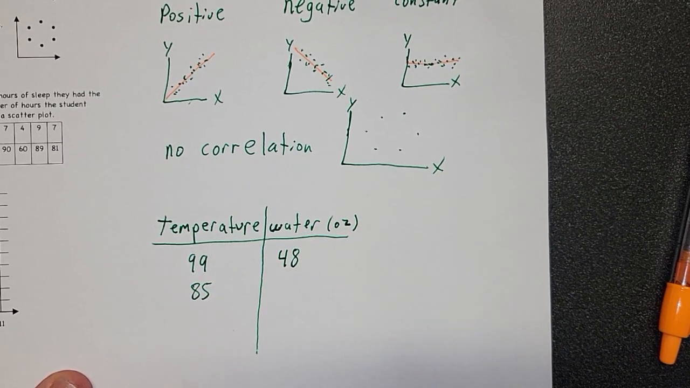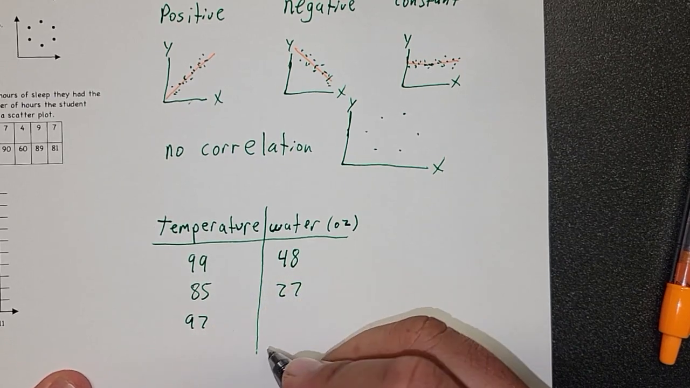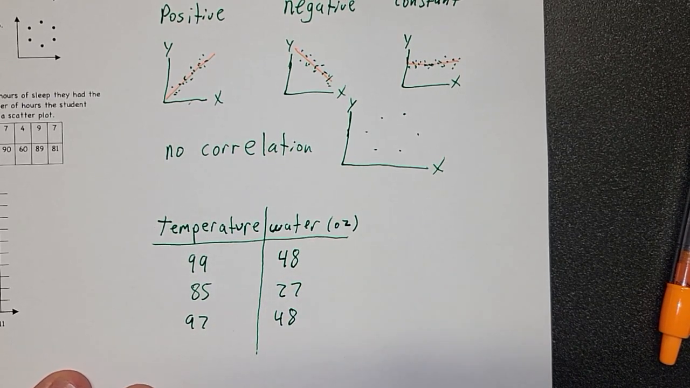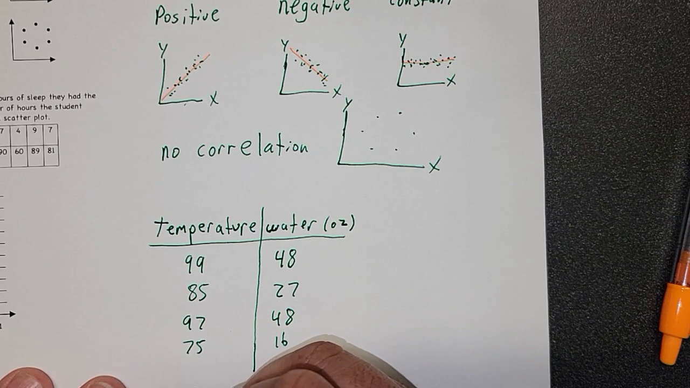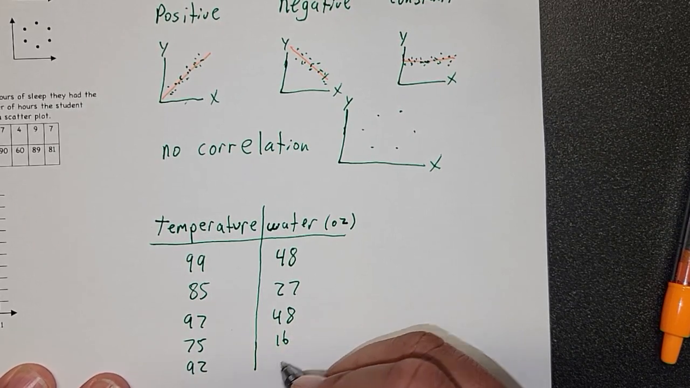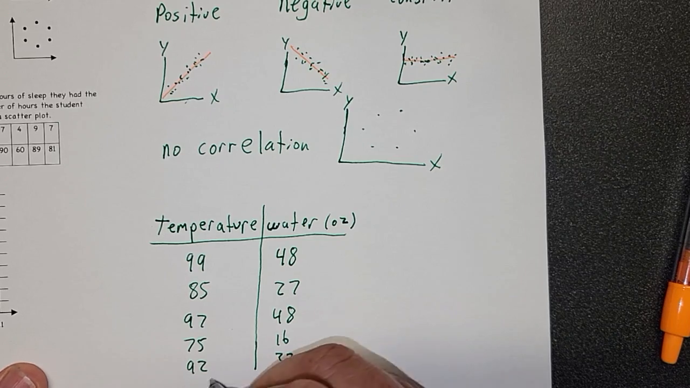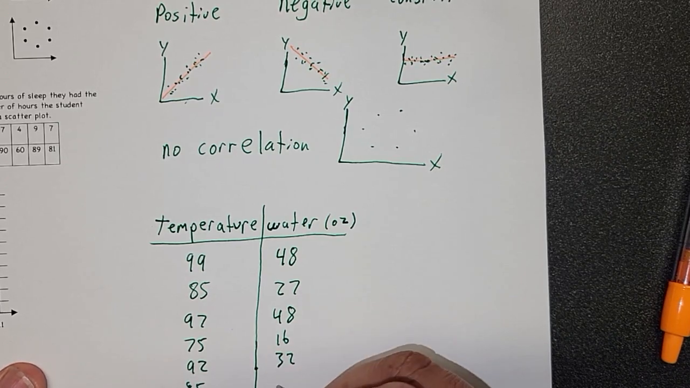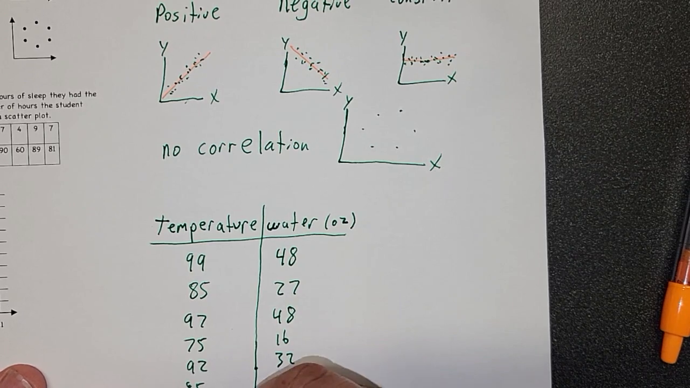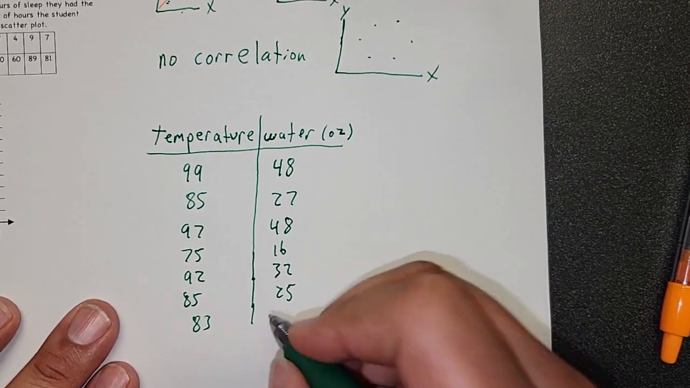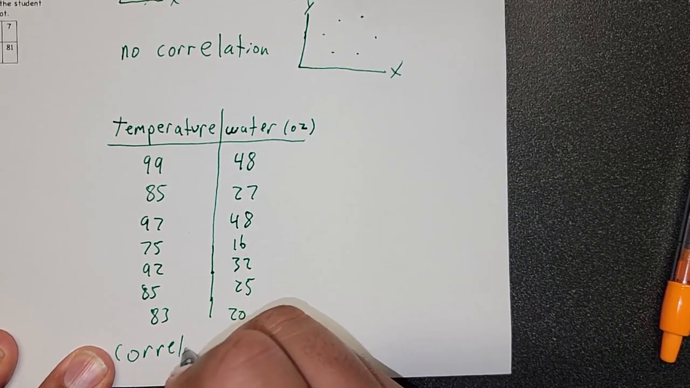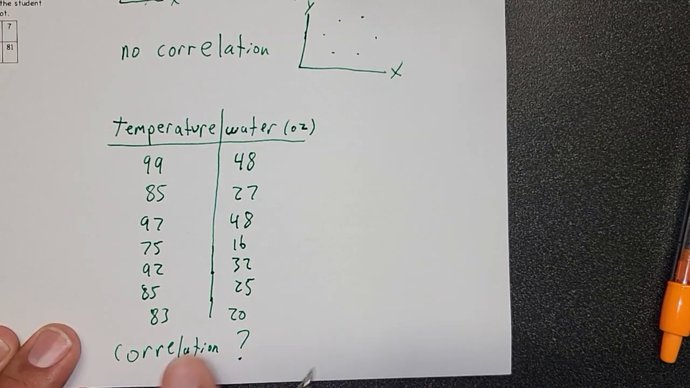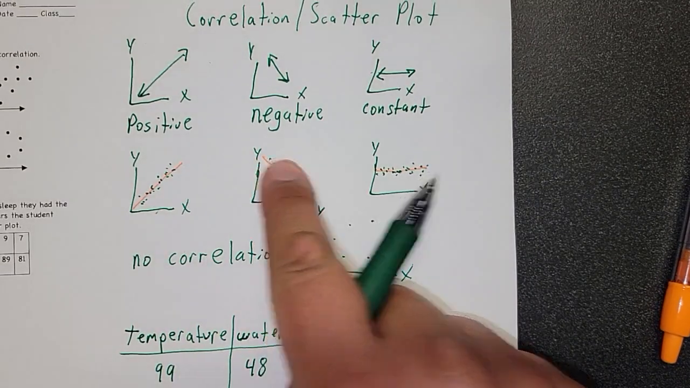All right. It's 85 degrees, you only drink 27. All right, 97 degrees, and then we have another 48. 75 degrees, and you do 16. And let's keep going. Let's do 92, and then 32. 85, and 25. The last one, 83, and then 20. So what type of a correlation is this? All right, is this going to be positive, negative, or constant?